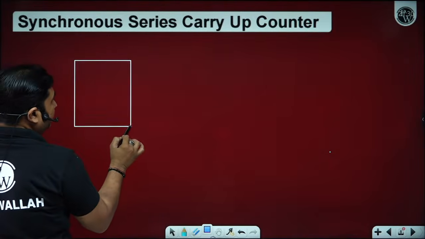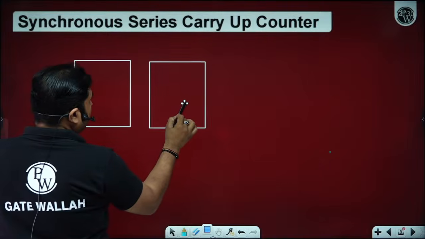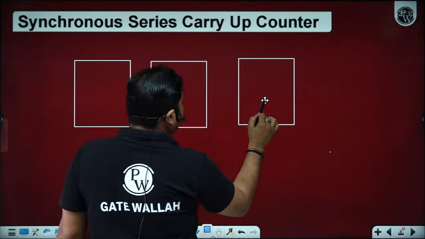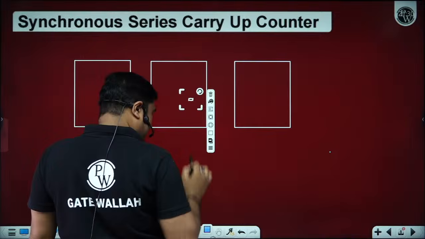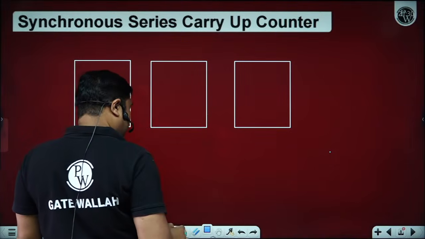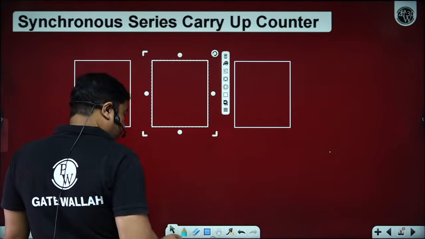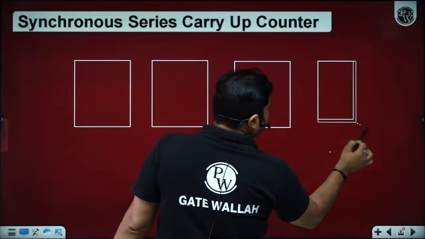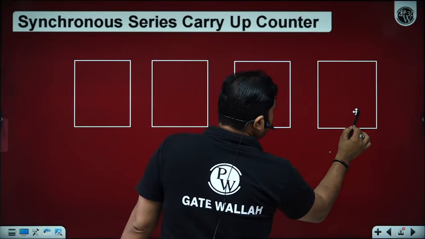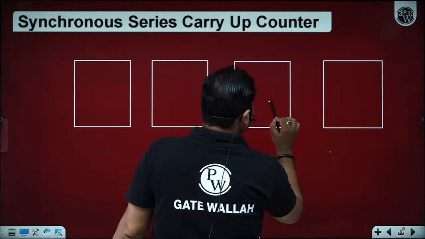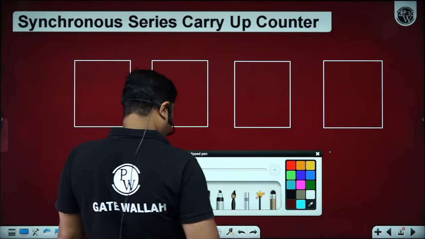Please observe here. If you want, you can design by using T flip-flop, very simple, as we did for the last question. Suppose we already have a designed circuit of a synchronous carry up counter. I'm using 4-bit.